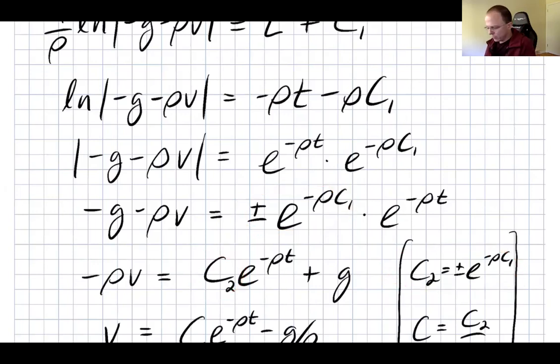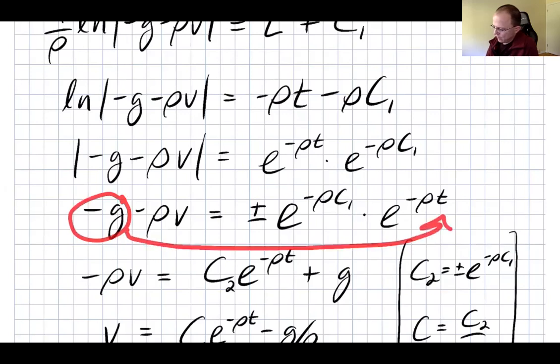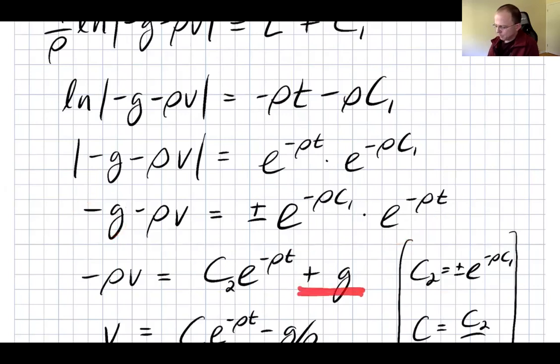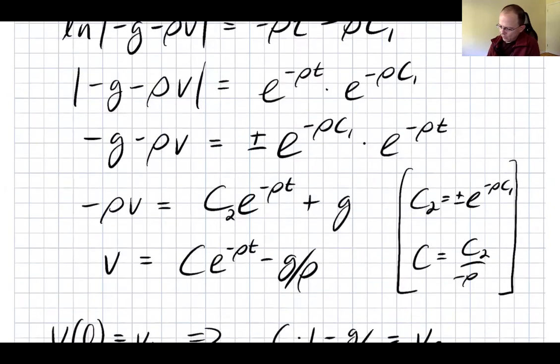And let's see, what else do we do? Okay, so we're going to add G. We're going to move that over there. So we get plus G. And then finally, we divide both sides by this -rho. And I'm going to represent C2 divided by -rho as C. So I put a C there. And we're dividing this plus G by -rho. So we get this -G over rho.